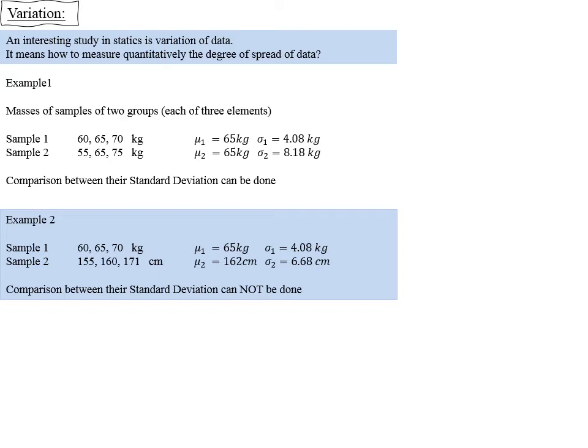But sometimes you have data in which the unit of measurement is different from other data. Like this data is in kilogram and this data is in centimeters. Definitely, if you make a comparison between the variance of this data according to the standard deviation, perhaps we may get a wrong conclusion, because this is kilogram, this is centimeter. And this is the reason why normally in statistics we introduce coefficient of variation.